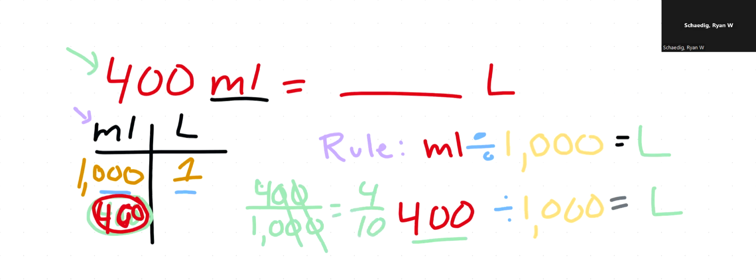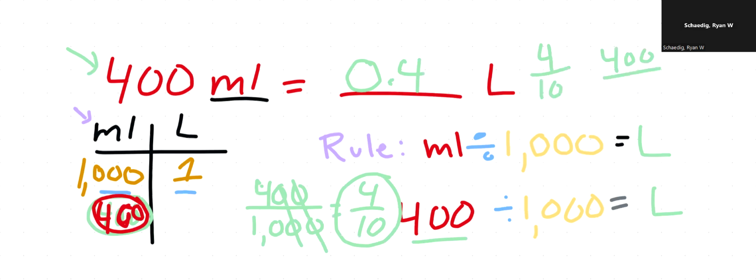And what's cool about that is, look, I have 4/10, and I could actually write that as a decimal. So I have 4/10 of a liter, or if you wrote 400 thousandths of a liter, that's acceptable. These are all acceptable answers. So I hope that made sense.